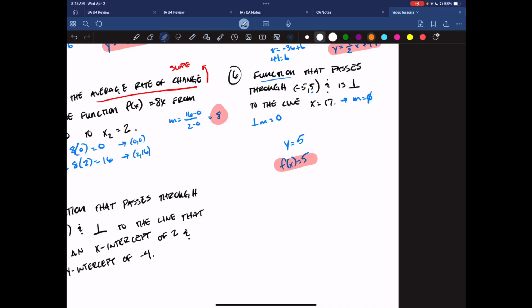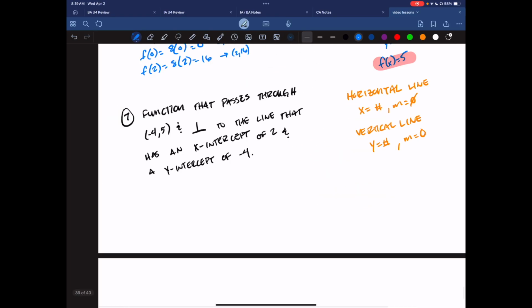Okay, so real quick, let me remind you, a vertical line has an equation of x equals a number, and the slope is undefined. A horizontal line has an equation of y equals a number, and the slope is 0. If you know that, number 6 is like the easiest problem you're going to find.